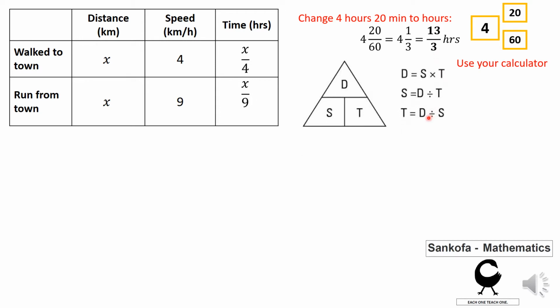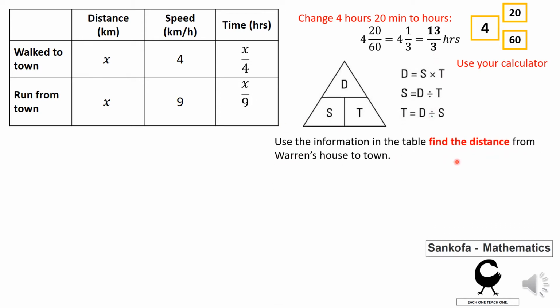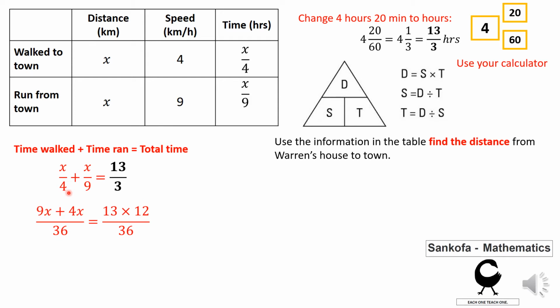So what I'm dealing with now, I am going to find the distance from Warren's house to town. Now I know the time that he walked is x over 4 and the time that he ran is x over 9. That should give me the 13 over 3 hours. All right, everything is in hours, and this is an equation I can easily solve by finding the LCM on both sides. So 4 times 9, the LCM is 36, and 3 times 12 gives you 36.